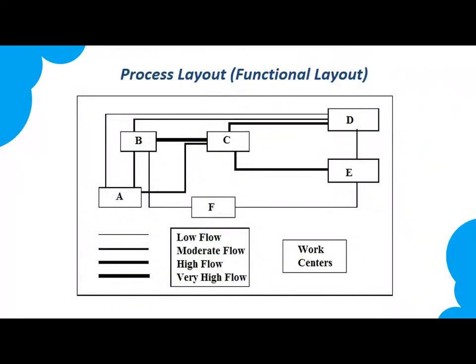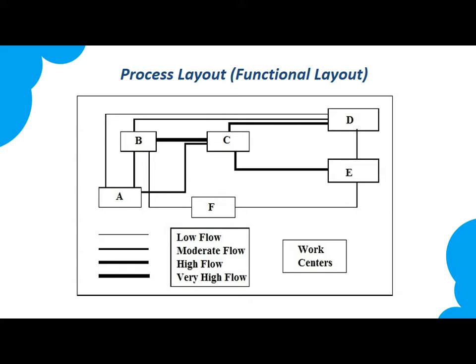So this is the typical example of process layout where there are sections like A, B, C, D, E and F. In section A, suppose there are grinding machineries available. In section B, all the drilling type of machineries are available, and so on. Suppose in section F, all paint type of machineries are available. These A, B, C, D, E, F are work centers.